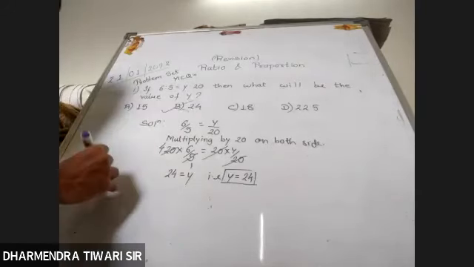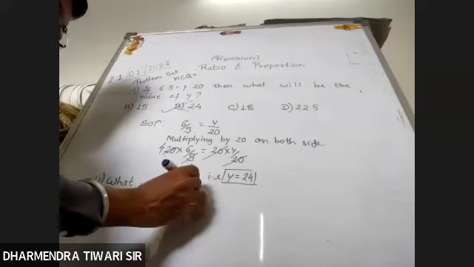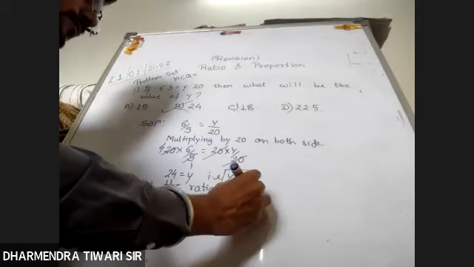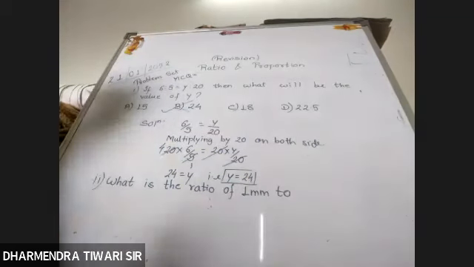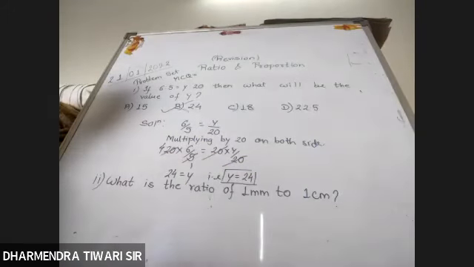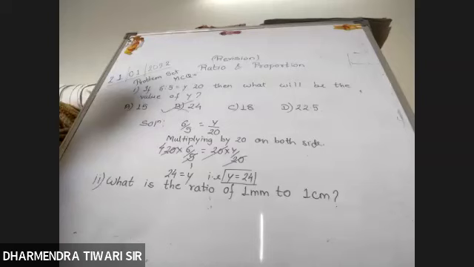What is the ratio of 1 mm to 1 centimeter? 1 mm to 1 centimeter. Now, as we can see that units of both the quantities are not the same, so we can make them the same. After getting them the same, we can use our rules of ratio.